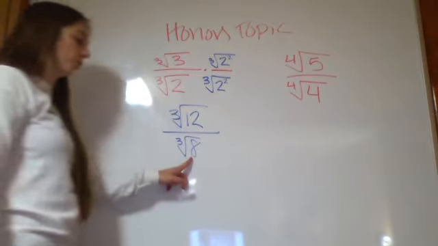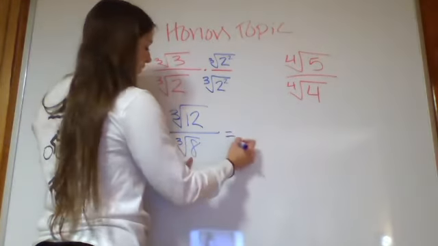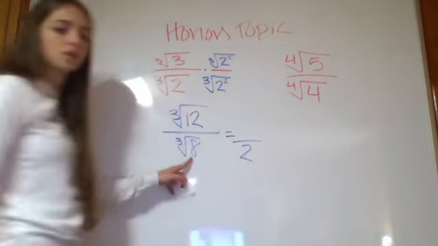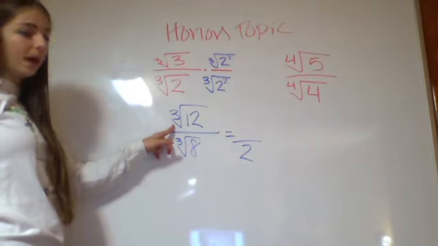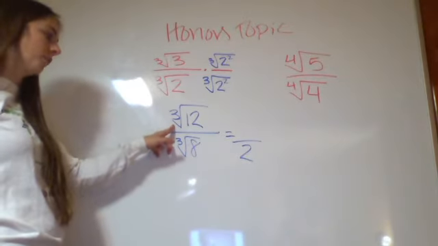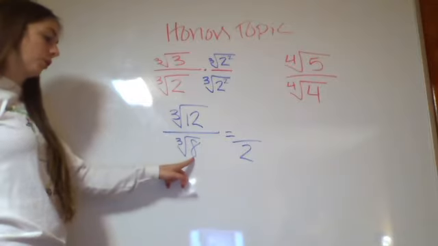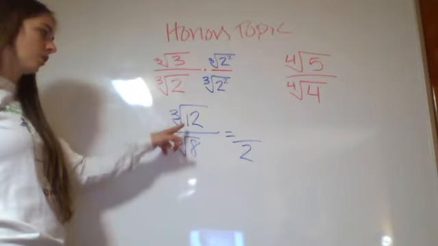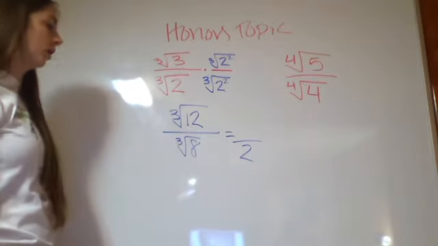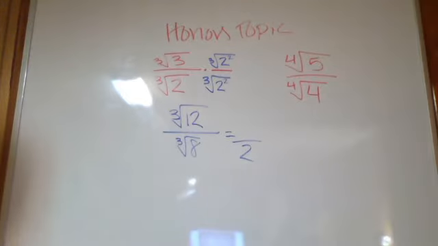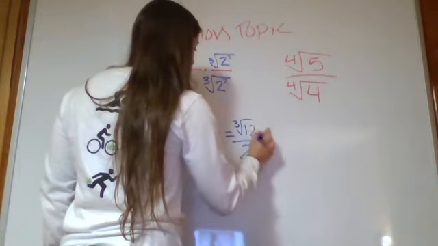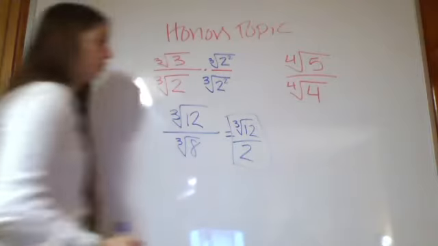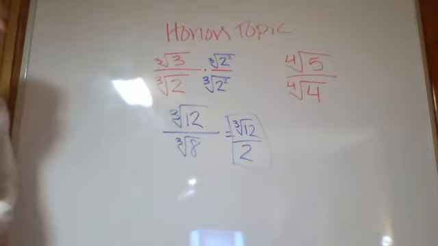Do I have a whole number cube root of 8? I sure do. That number is 2. I cannot simplify the cube root of 12 at all. My lowest perfect cube is an 8, and 8 does not go evenly into 12. So I'm not going to be able to simplify this at all. So I would leave it as the cube root of 12 over 2.